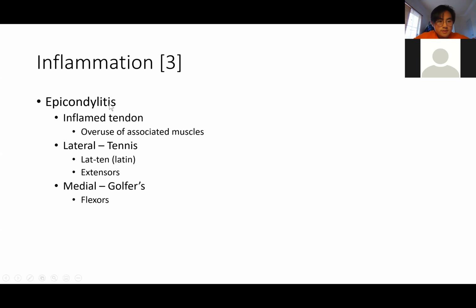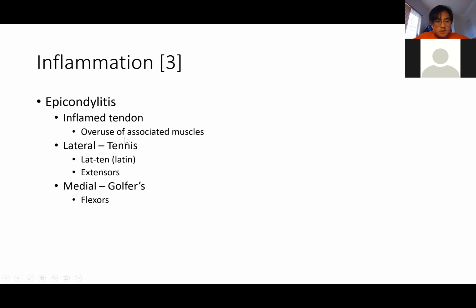Next, we have epicondylitis, so inflammation of the epicondyles. I think it's a combination of inflamed tendon and inflamed periosteum. So if you remember from first sem, the periosteum is a covering of the bone. And it's caused by overuse of the associated muscles of the epicondyle. So if you inflame your lateral epicondyle, it's because you overused your extensors. If you inflame your medial epicondyle, it's because you overused your flexors.